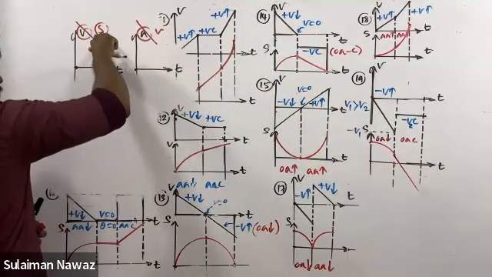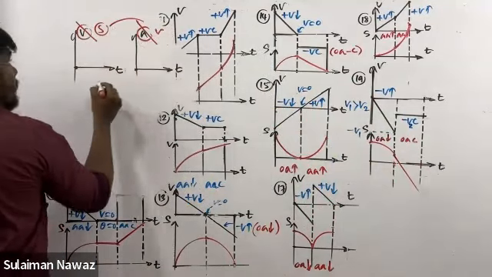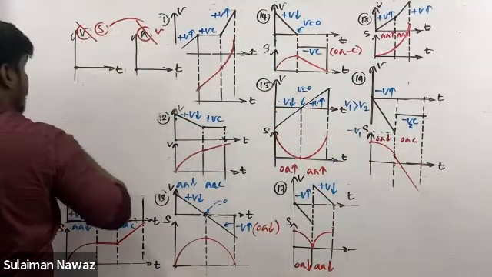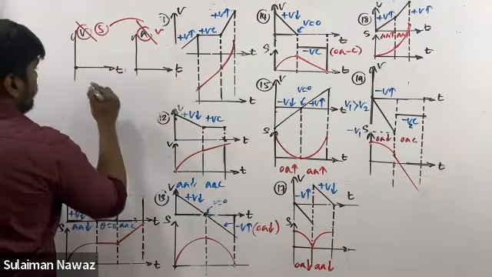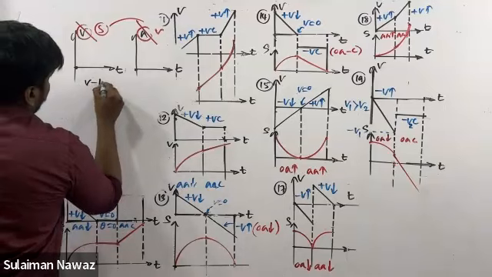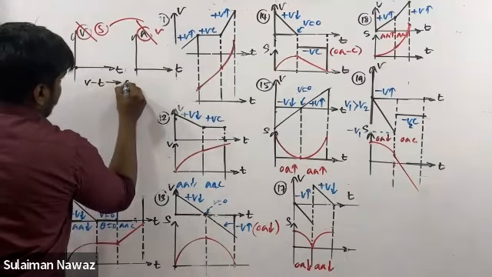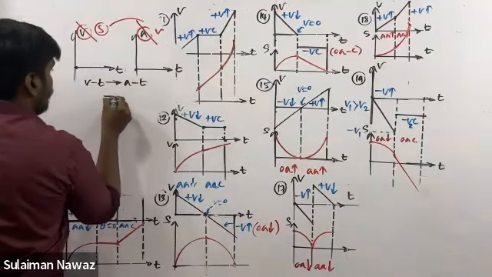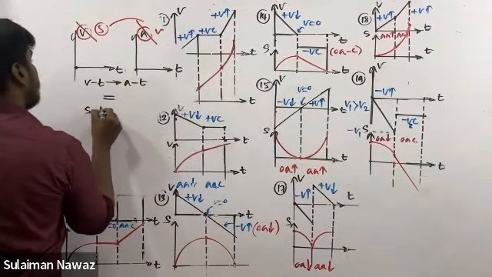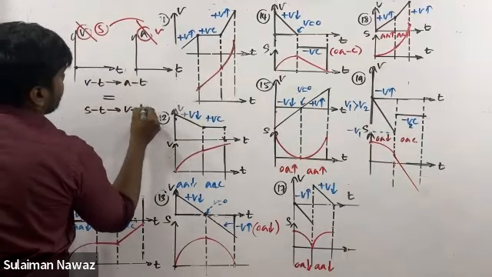It seems like converting an ST graph into a VT graph. So converting a VT graph into an AT graph is exactly equal to converting an ST graph into a VT graph.